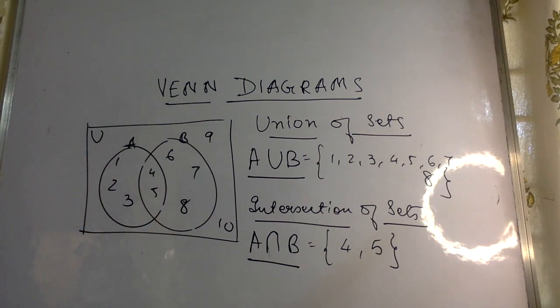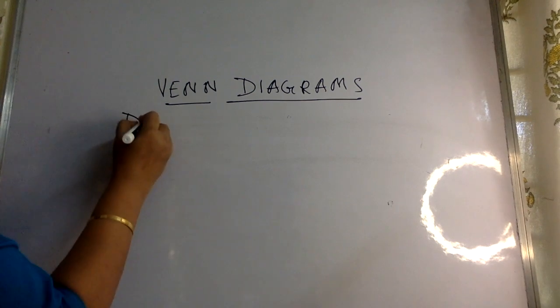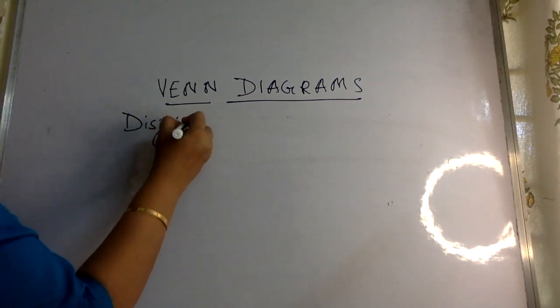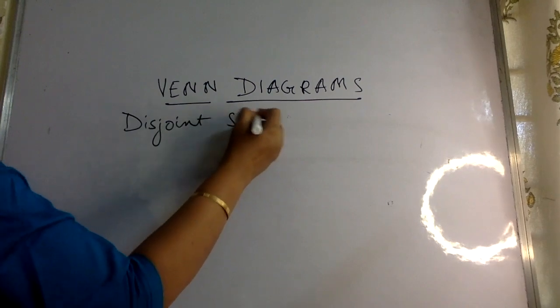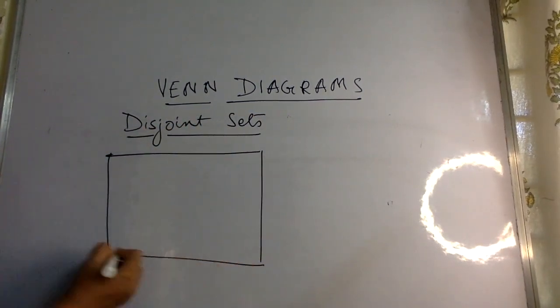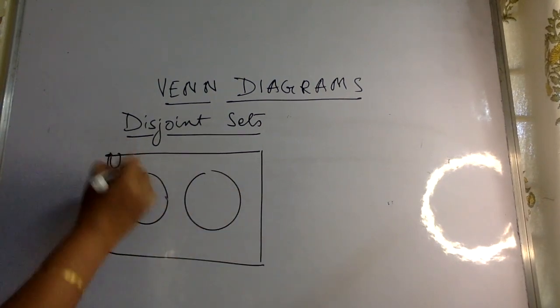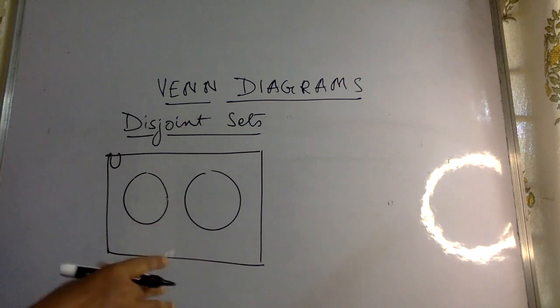Now if we want to show disjoint sets in a Venn diagram, how will we do it? Just now what we did was overlapping sets. Now we'll do disjoint sets. We have talked about disjoint sets before in the previous video, but now we are going to draw them. Disjoint sets are sets which do not have anything in common, so they are completely disjoint. The previous one was overlapping.